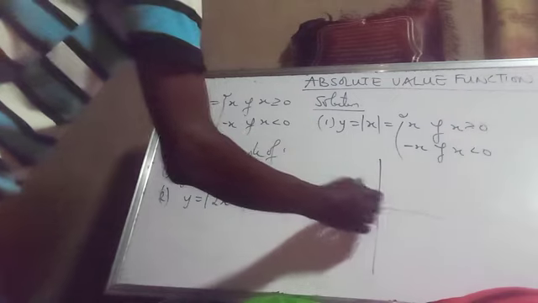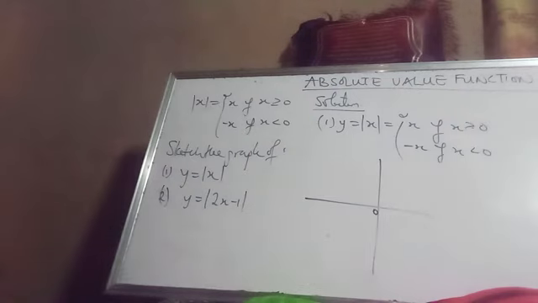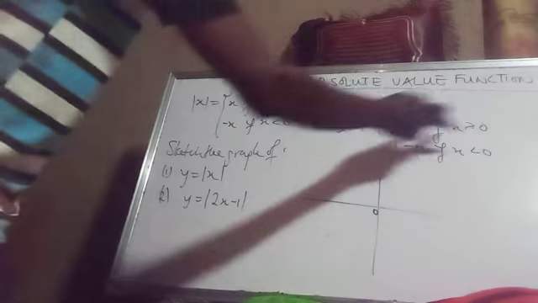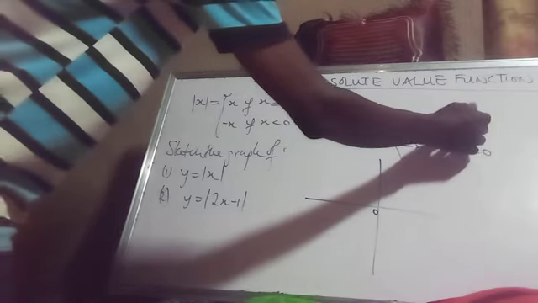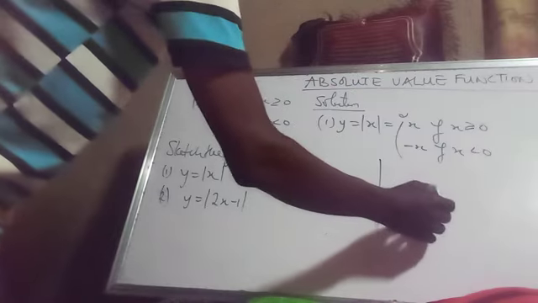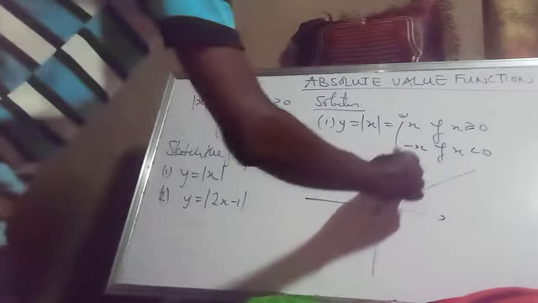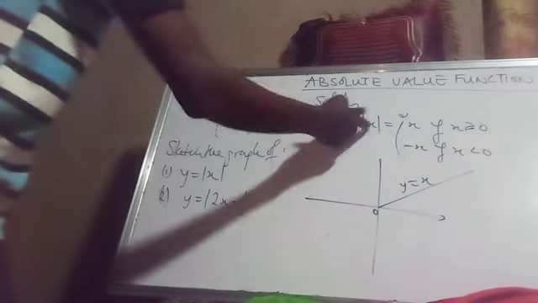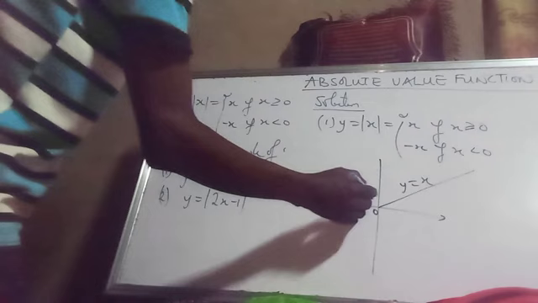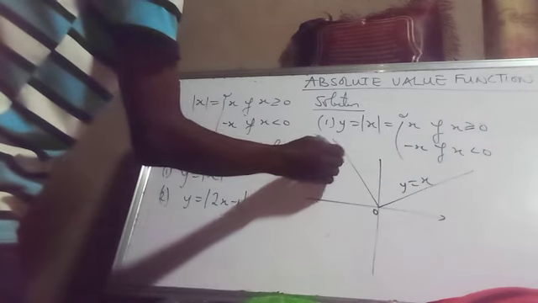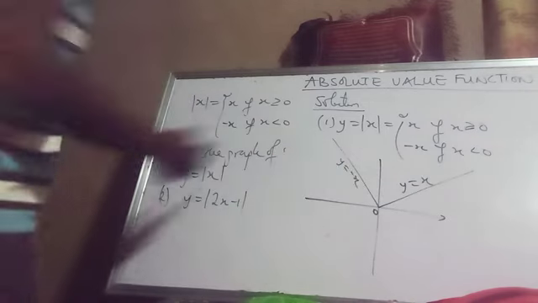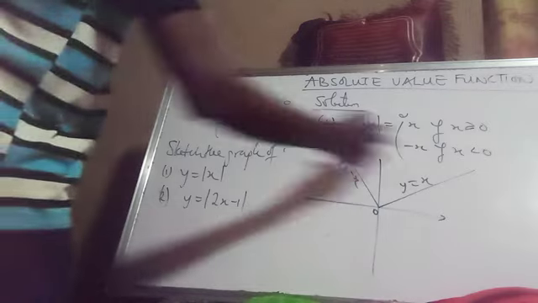Now, this is the center 0. So the absolute value of x is x if we have positive value x greater than or equals to 0. So we have this side x greater than or equals to 0. So this is what? y is equals to x. That's the value of absolute value when x is positive. But when it is negative, y is equals to minus x. That's the second hand.